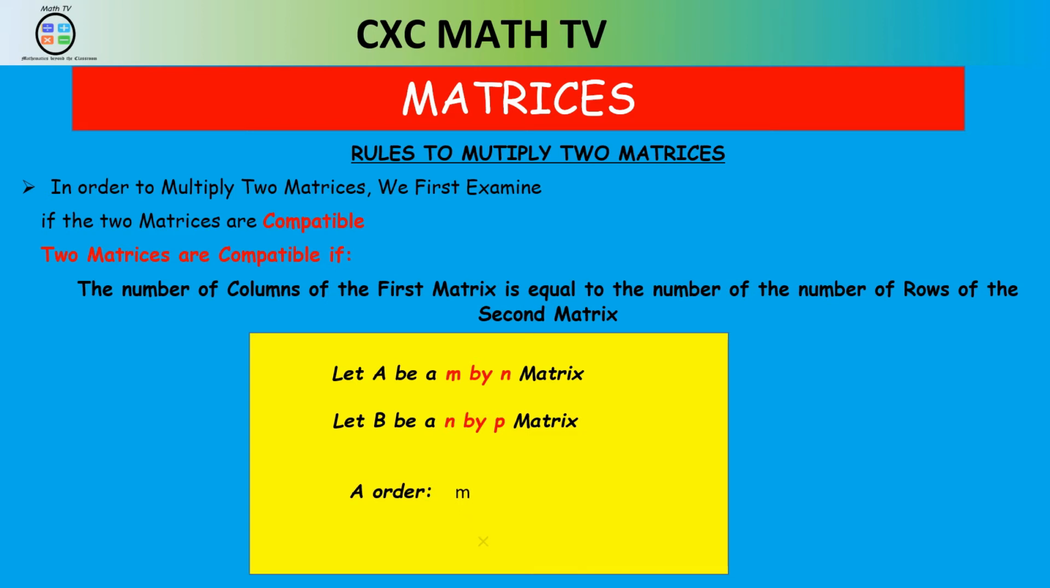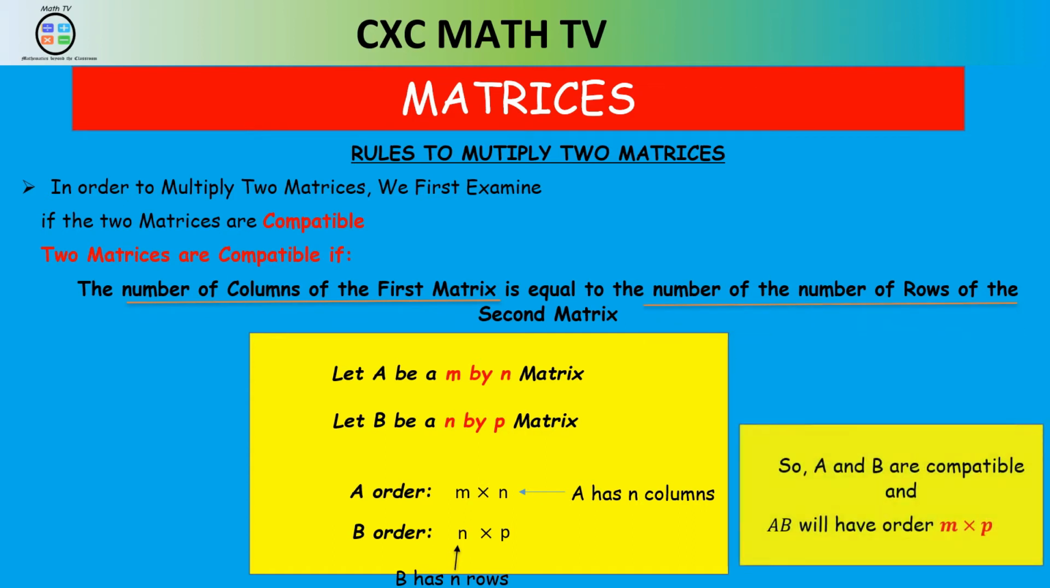meaning it has m rows and n columns. And B is an n by p matrix. This means that the matrix B has n rows and p columns. So the number of columns of the first matrix A, which is n, must be equal to the number of rows of the second matrix B. And so A and B in this case would be compatible. Also, the resulting matrix will be an m by p.